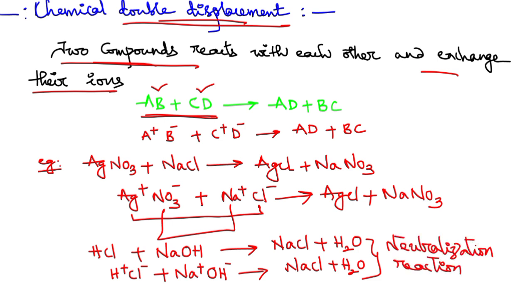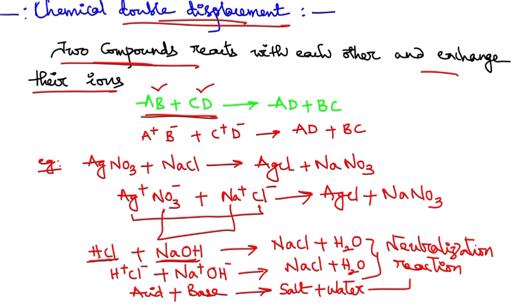because when acid reacts with a base, here hydrochloric acid reacts with sodium hydroxide, which is a base, the products are a salt, that is NaCl, and water. This type of reaction is called neutralization reaction. This neutralization reaction is also an example for double displacement reactions.